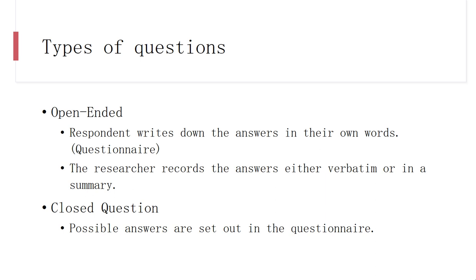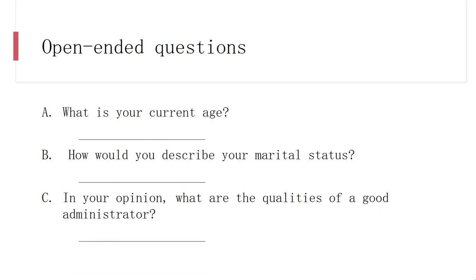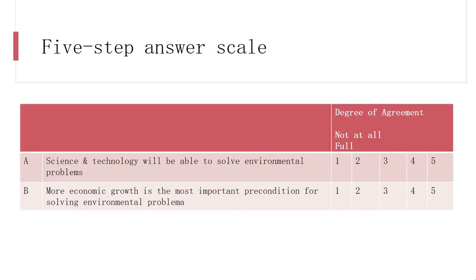Closed questions, the normal questions: these are the basic demographic questions, followed by more specific questions. These are the differences between closed and open-ended questions. This is the 5-step answer scale, which is highly preferred.